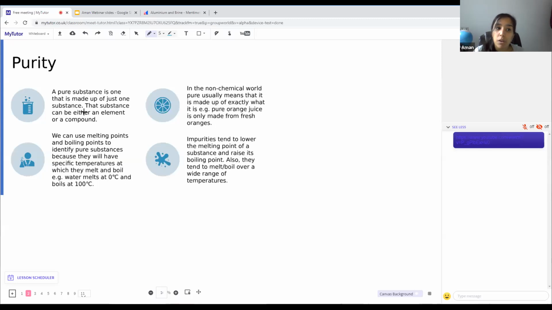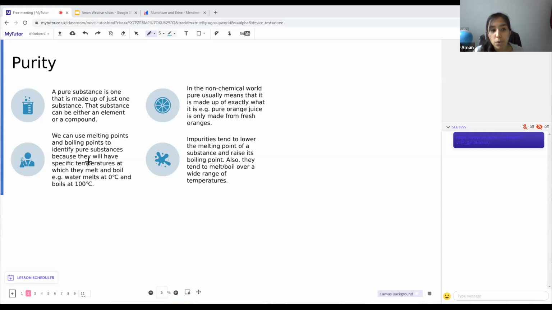Whereas in the chemical world, we say a pure substance is something that's made up of either only one element or one compound. And why do we need to know this? Well, it's important to know, when we're analysing a compound or an element, that it is pure. And how do we tell if it is pure? Well, we look at the melting and boiling points. And the melting and boiling points basically tell us whether that substance is pure.